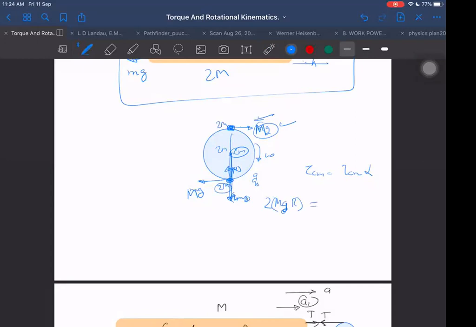What is ICM? ICM will be eta into 2m r square plus point mass 2m here, point mass 2m here. So plus 2m into r square for this, and moment of inertia again 2m into r square for this. So overall it becomes 4m into r square whole multiplied by alpha. What do we get alpha as? Alpha we are getting as mg divided by eta m plus 2 capital M into r.